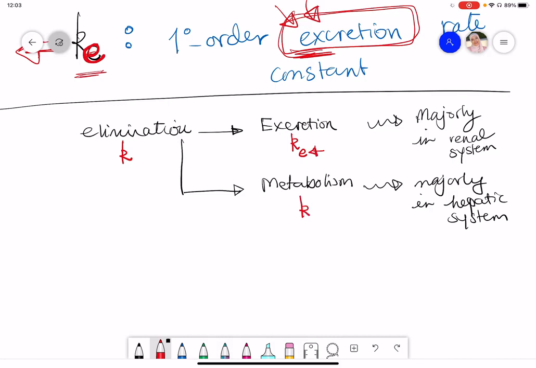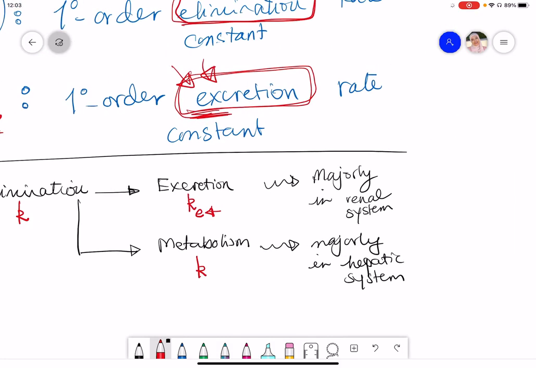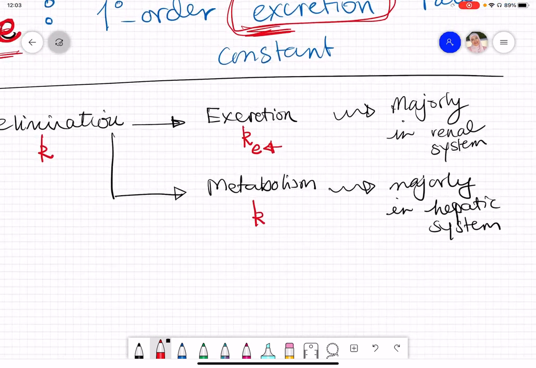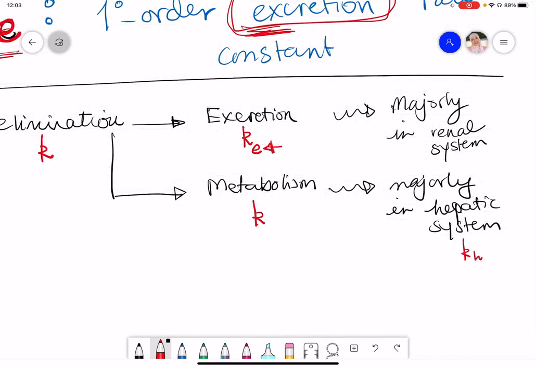The metabolism, we usually have it not only in the hepatic system. If it's hepatic, it would be the hepatic rate constant, right? Metabolism is usually happening not only in the liver. If it's only in the liver, we call it the hepatic rate constant. Sometimes this is called the non-renal rate constant, which is anything that is outside the excretion system, okay? But you got the point. It depends on whatever is happening per drug.